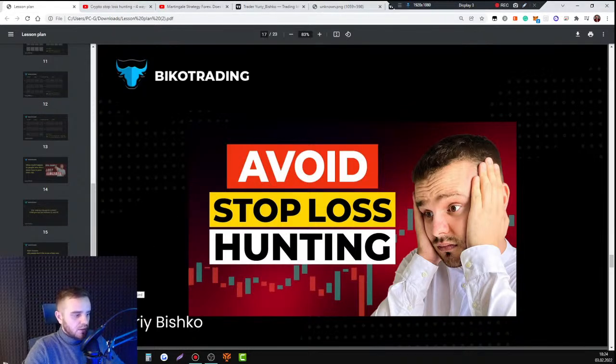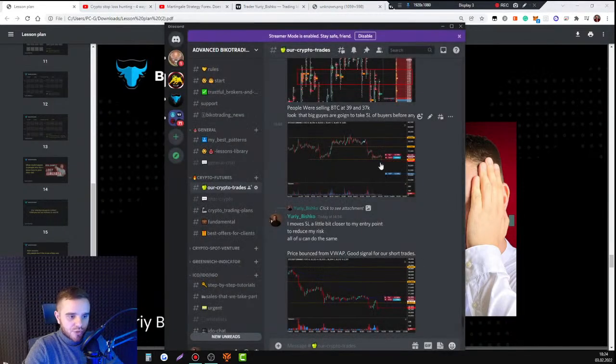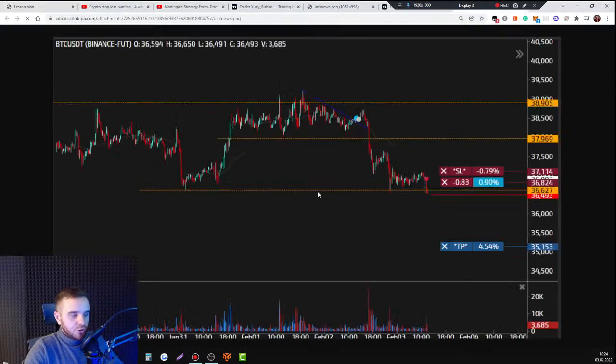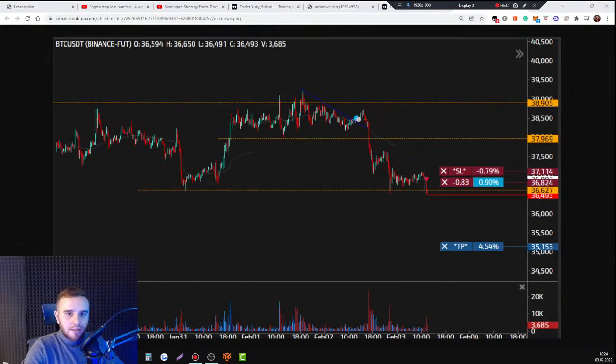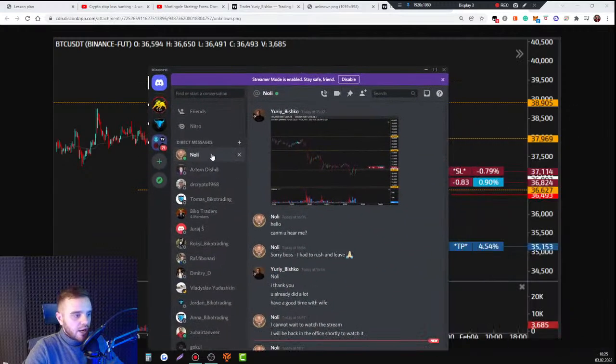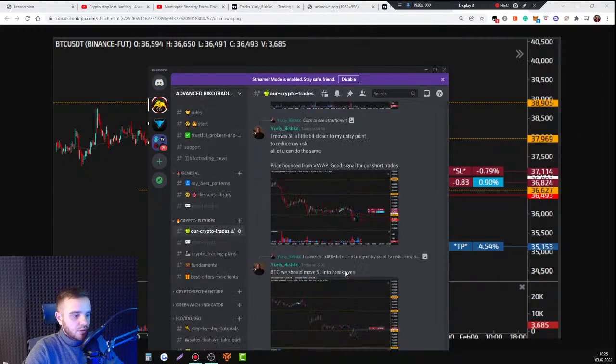First one, it is better always to open trades after a clear stop loss hunt. Second, people sometimes open trades like today, for example, a short trade that I sent to our private community. What I did after that, take a look at this trade on Bitcoin. We took that trade, but why after that did I write to our community?